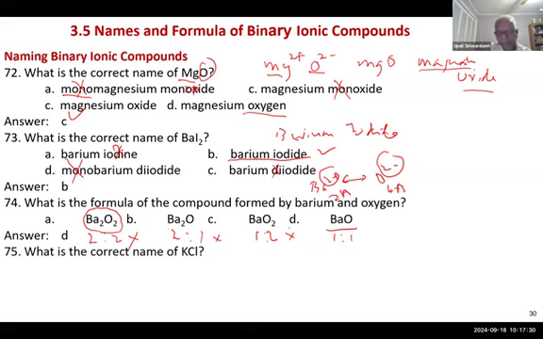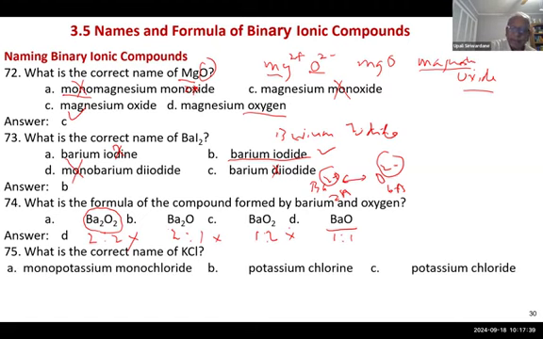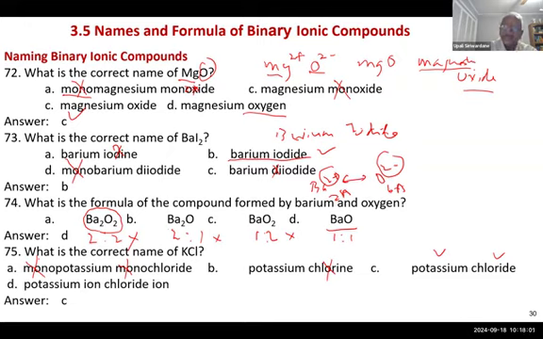What is the correct name for potassium chloride? I said the name, potassium chloride. This is wrong. This is correct, both potassium. Monochloride is not right, monopotassium. You don't say mono. It's the same one of potassium. And normally for an ionic compound we don't use prefixes. C is the correct one.